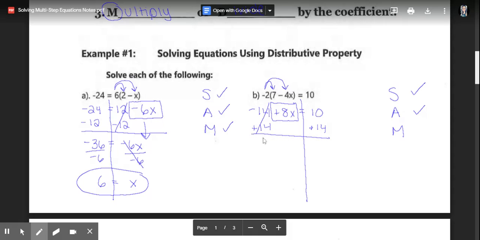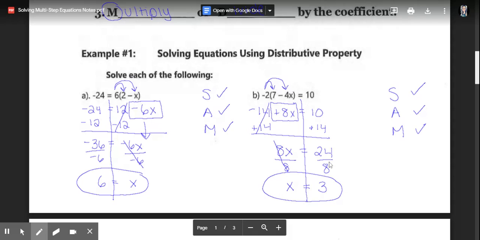My 14s will cancel. I drop down the 8x equals, and then on the right, 10 plus 14 is 24. The last step, M, stands for multiply or divide. So if I go back to my problem, I have one more step to get the x all by itself. What do I need to do? I need to divide both sides by 8. These 8s will cancel, so now the x is all alone, equals 24 divided by 8 is 3.